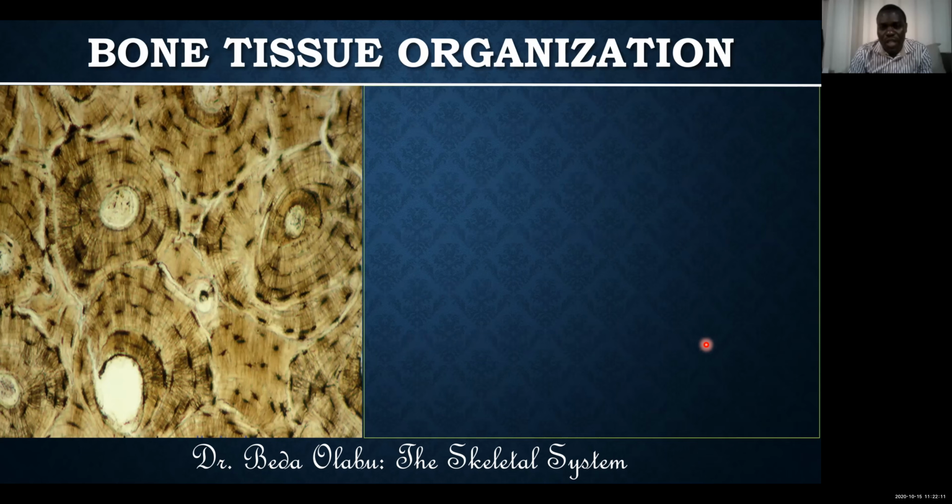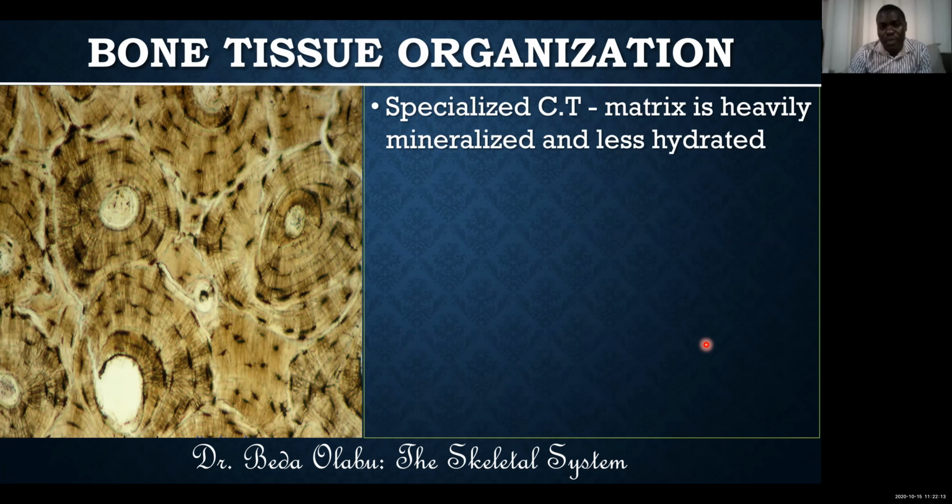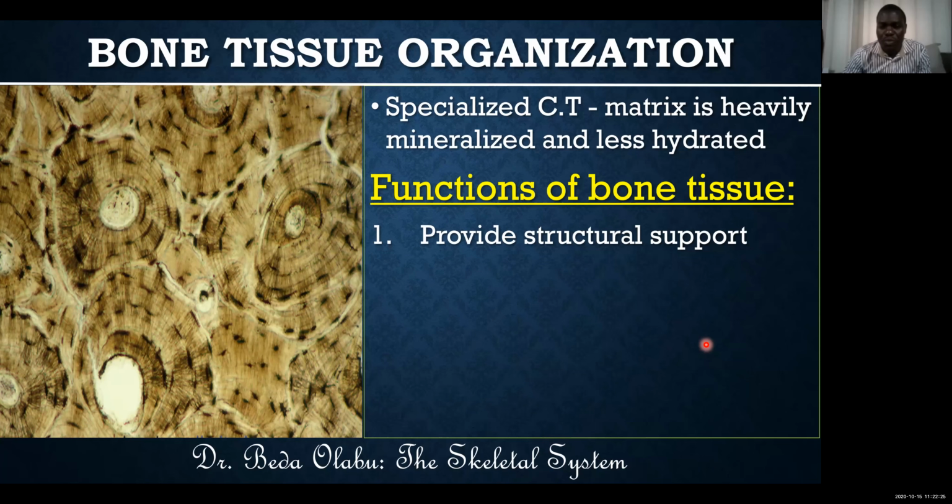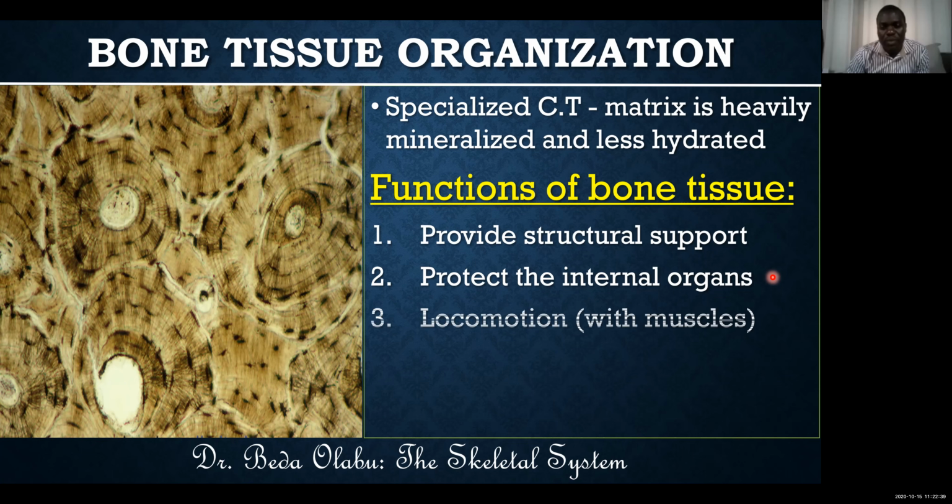In terms of bone tissue organization, we say that bone is a specialized connective tissue because it has heavily mineralized matrix and that the matrix contains less water. In terms of functions, we mentioned that bone will provide structural support to the body. This is the one that now forms our framework. It also protects internal organs like the heart is protected by the ribs, the skull protects the brain, the vertebral column protects the spinal cord. We talked about bones working together with muscles to help in movement, the one they cause across joints.